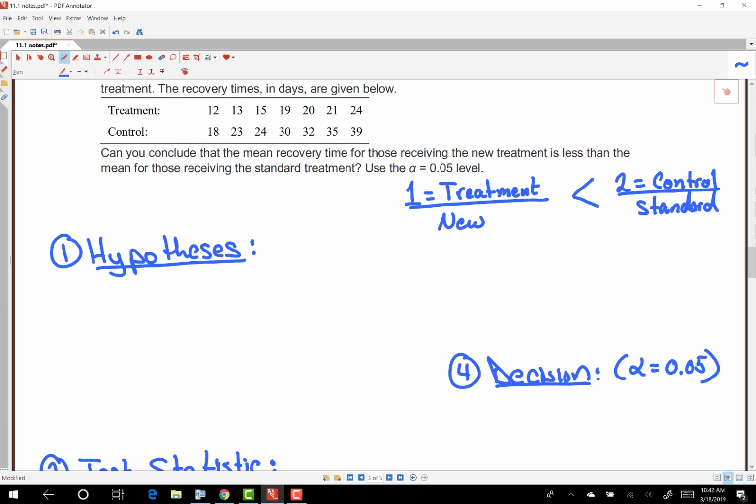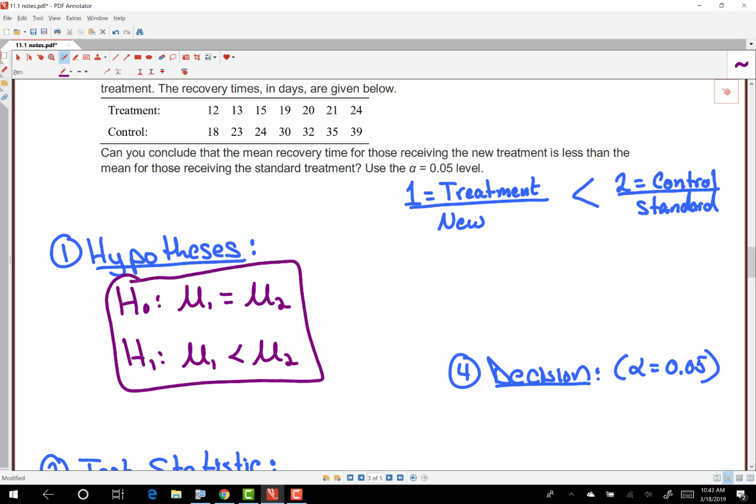So when we go to state our hypotheses, H0, of course, it doesn't matter what the problem says. It's always mu1 equal mu2 for this type. But H1 is going to be mu1 is less than mu2. And had you chosen to label these the opposite way, where 1 was the standard treatment and 2 was the new treatment, you'd have a greater than. So that's why it's helpful to write down what you're doing.